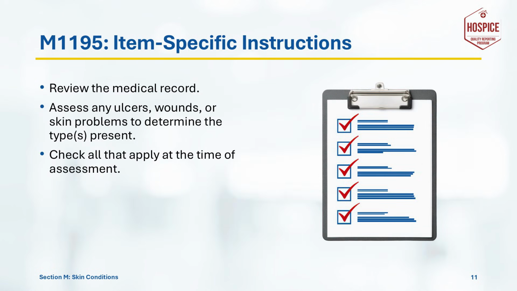To complete this item, review the medical record for information on any type of skin condition present. Assess the skin conditions present, such as ulcers, wounds, rashes, skin tears, and lesions, and check those that apply at the time of the assessment.